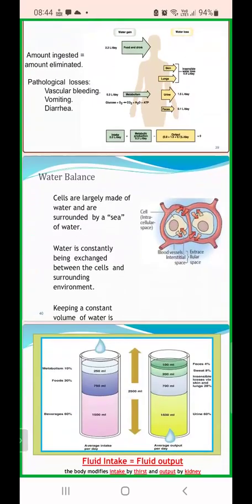Water balance: cells are largely made of water and are surrounded by a sea of water. We know that extracellular fluid composition is similar to that of a sea, principally sodium and chloride ions. So cells are largely made up of water and surrounded by a sea of water, and this water is constantly being exchanged between the cells and the surrounding environment, keeping a constant volume of water.